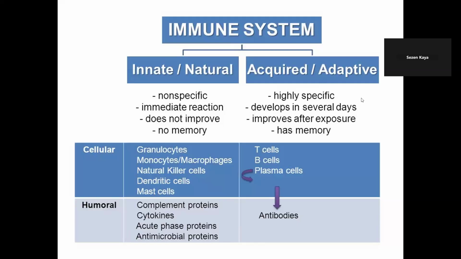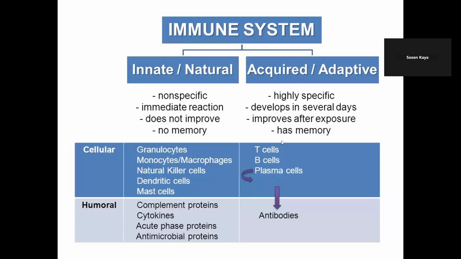The acquired or adaptive system depends on cellular and humoral components also, but how does it happen? When we are talking about the acquired cellular system, we are talking about T cells, T lymphocytes. T lymphocytes also have specialization, and they are divided into T killer, T memory cell, T suppressors, and T helper. This is a huge system of cells, but they have high specialization.